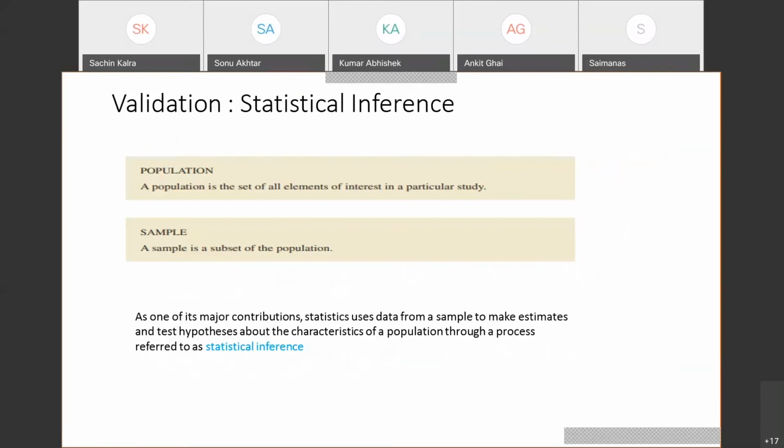Okay. So now, as one of its major contributions, statistics uses data from a sample to make estimates and test hypotheses about the characteristics of a population through a process referred to as statistical inference. So this is the formal definition of it.